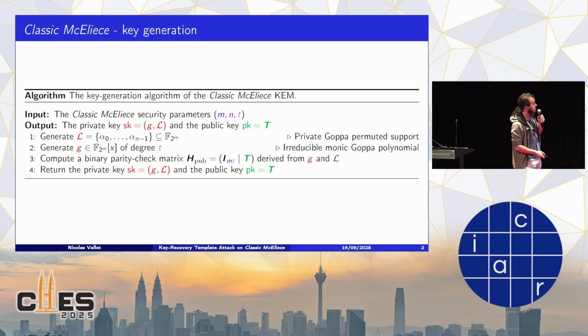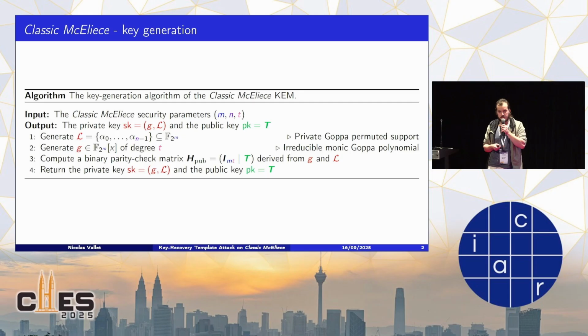So before talking about the attack, I will give a partial description of Classic McEliece, as it is required to understand the attack. First, the key generation algorithm. It takes as input 3 parameters, M, N, and T, that I will detail later on. And it will output a private key and a public key.